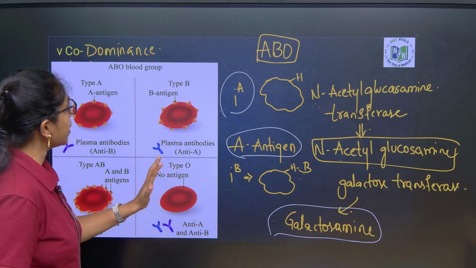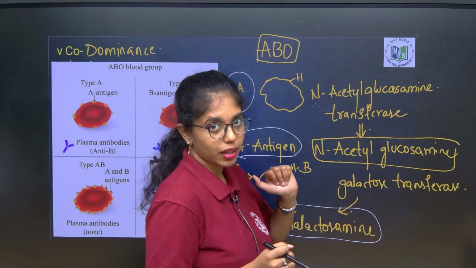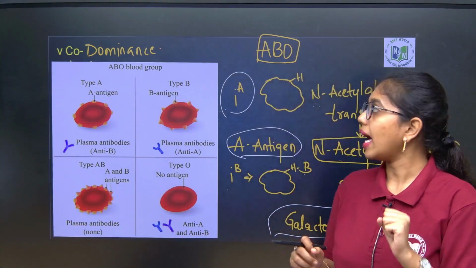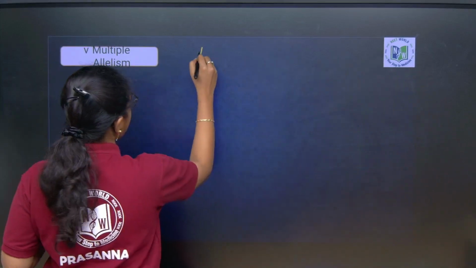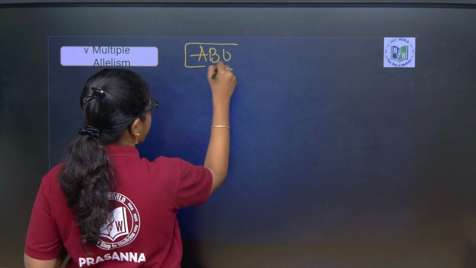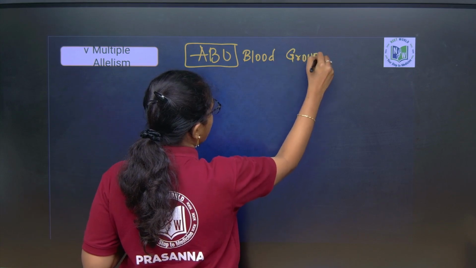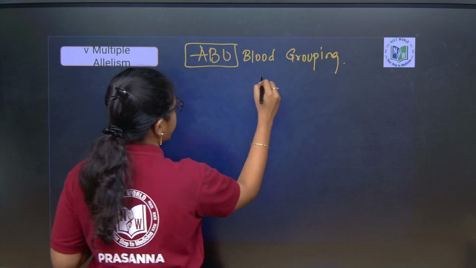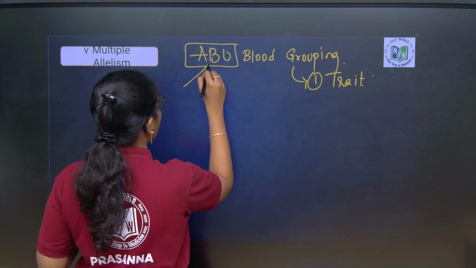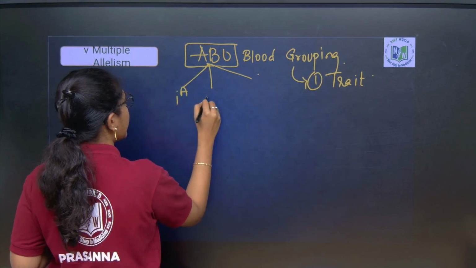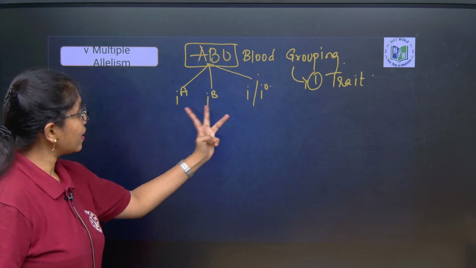So now if you see completely how many phenotypes and genotypes are possible for this, and here you can see 3 alleles. There is only one character, that is ABO blood grouping. ABO blood grouping is one trait, but this trait is controlled by 3 alleles, that is IA, IB or you can say IO alleles. These are the 3 alleles.